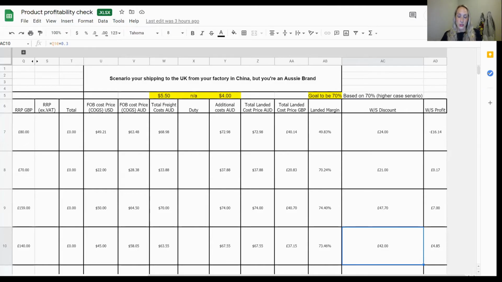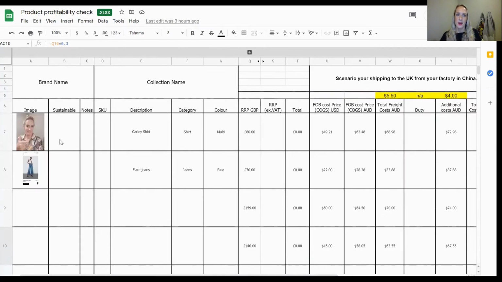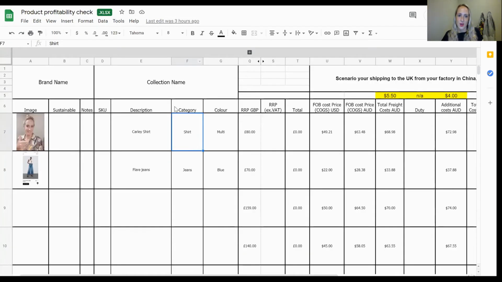So now we've moved into a different table. So this table is now going to look at your specific line by line collection, your products. So I'm obviously making these up for this, but the Carly shirt. So this specific shirt, we would refer back to the pricing analysis that you've done. So here we can see that your proposed competitive price points were 45 and 85. That's what you need to price your product at to be competitive versus your competitors. So here we can see the Carly shirt is at 80, so it's towards the top end.